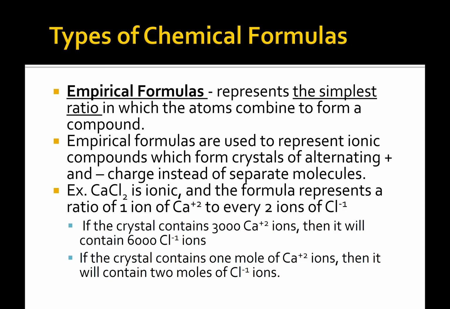So if we have a sample of a calcium chloride crystal that contains 3,000 calcium 2 plus ions, then it's automatically going to contain 6,000 chlorine minus 1 ions, twice as many, given that formula.